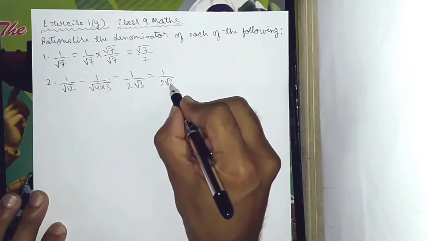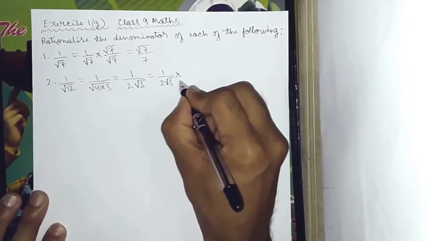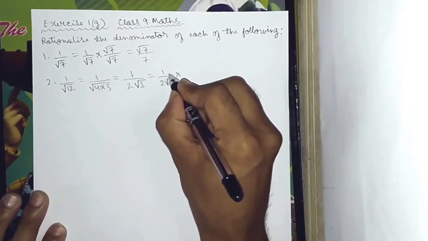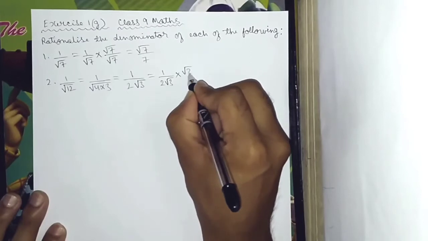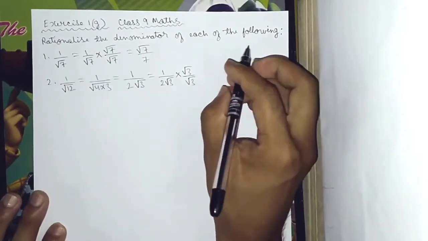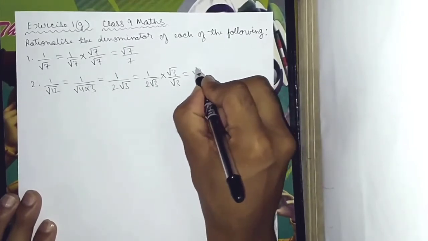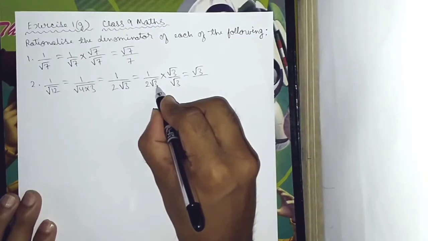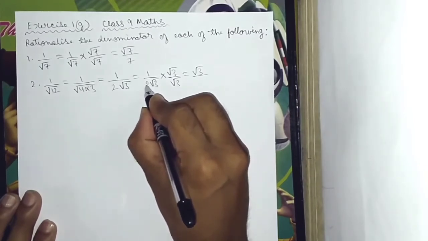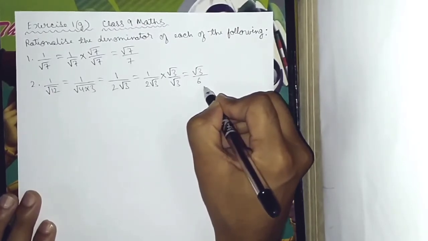Here root 3 must be rationalized again, so multiply by root 3 divided by root 3. This is equal to 1 into root 3 over root 3 into root 3, which is 3. Root 3 into root 3 is 3. 3 into 2 is 6. So root 3 by 6 is the answer.